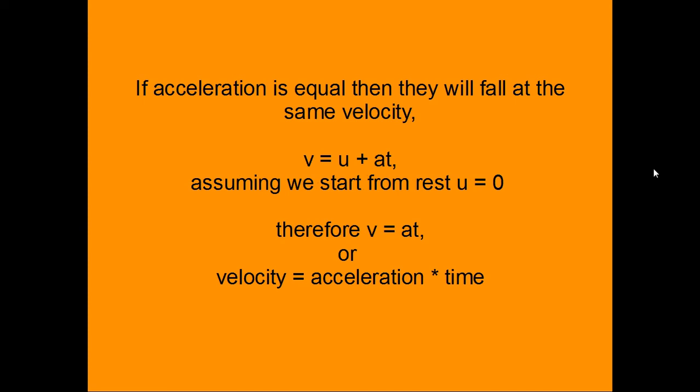I know them as SUVAT equations, I'm not sure what you know them as, but basically velocity equals your initial velocity plus your acceleration times your time. Assuming that we start from rest, we start at 0, so our initial velocity is 0, so we can just exclude u. Therefore v equals at, or your velocity equals your acceleration times your time, how long you're traveling for.